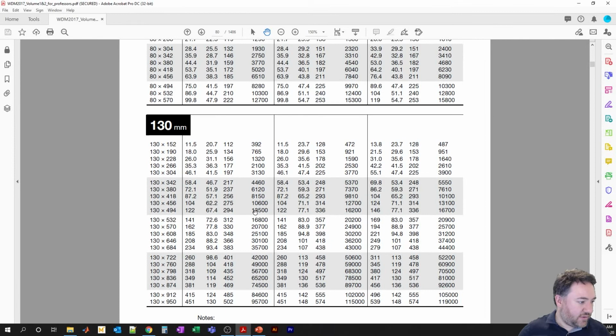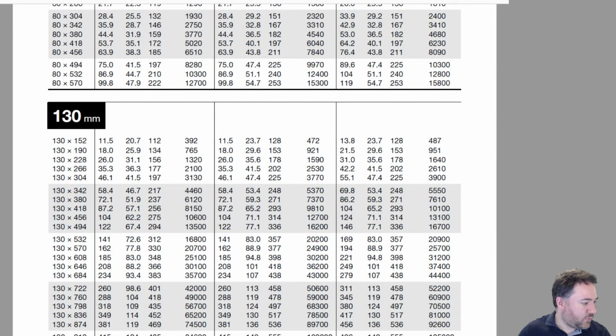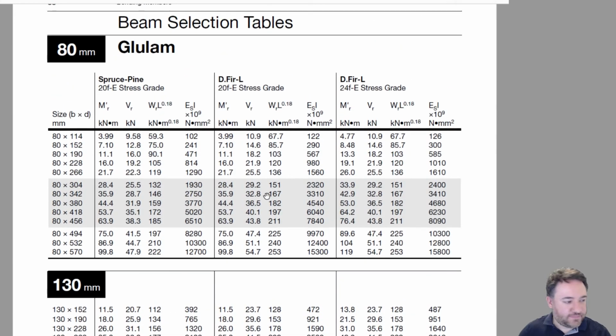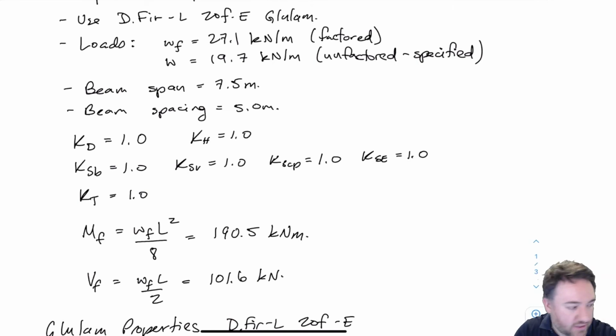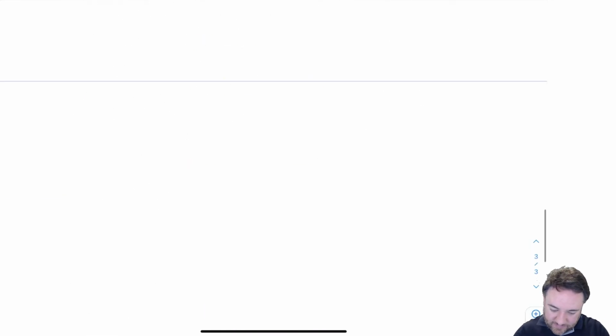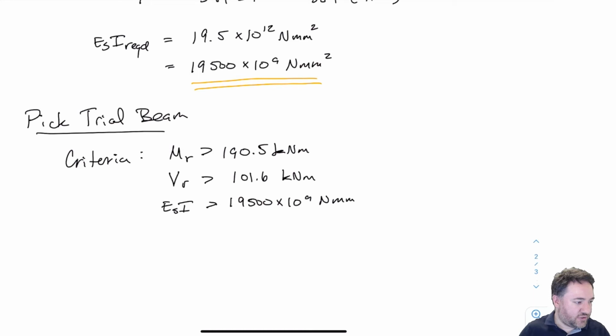So my true design number can actually be a little bit less. Okay, so coming back to this one, we're looking at this 130 by 646. So MR is okay. VR is mostly okay, and we think we're going to be able to satisfy that number. And this is the EI. And if you look up here, the EI is in times 10 to the 9 newton millimeter squared. And ours was, down here, the requirement was 19,500 times 10 to the 9 newton millimeters. Oh, sorry, newton millimeters squared.